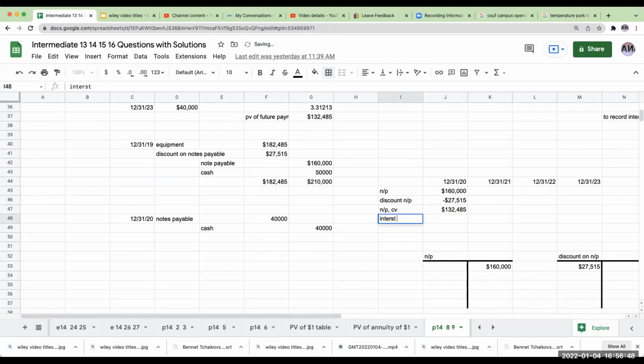So my interest rate is 8%, so my interest expense is going to be 10,599. My discount amortization is going to be the same amount, 10,599. So I'm going to debit interest expense, and I'm going to credit discount on notes payable. Okay, so my interest expense is 10,599, and my discount on notes payable is 10,599.